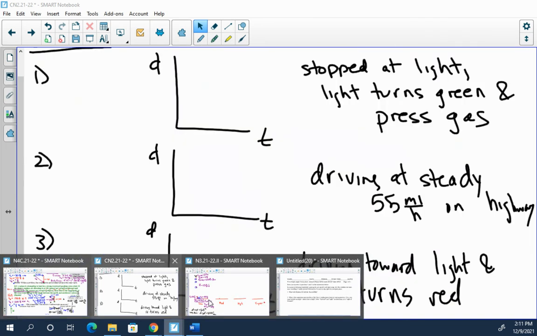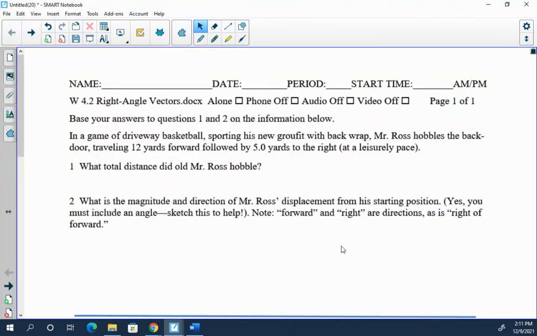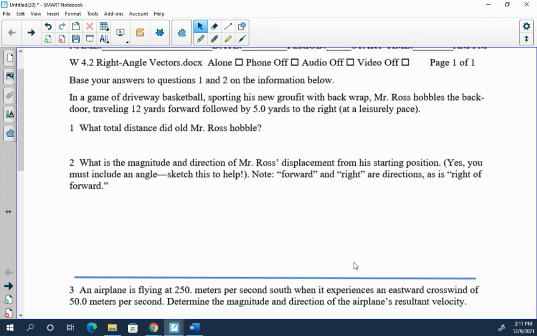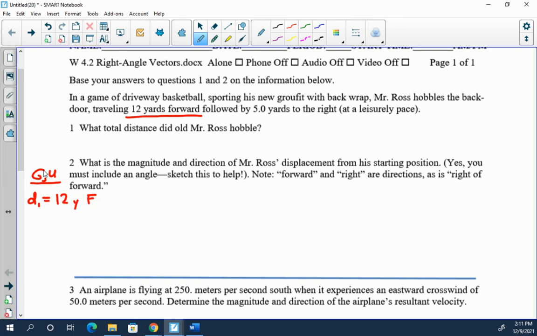Now, let's pull up the homework. Here it is. And just let me give you a couple of tips here. Total distance, number one, you don't need my help. Number two, so this is W4.2. What is the magnitude and direction of Mr. Ross's displacement from his start? So if you set up your givens with units, what you have here is 12 yards forward. So we can have displacement 1 is 12 yards forward. And then displacement 2 is 5 yards to the right.